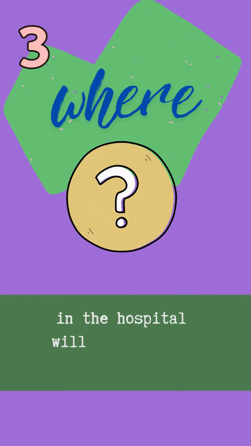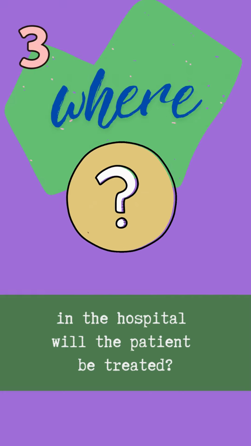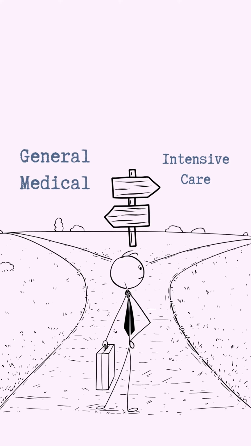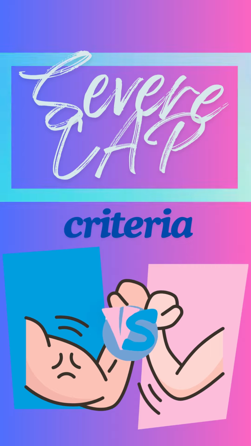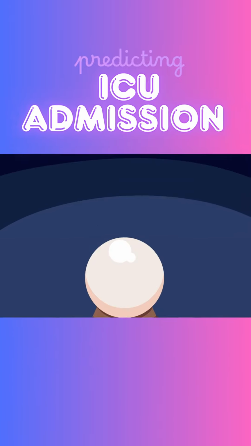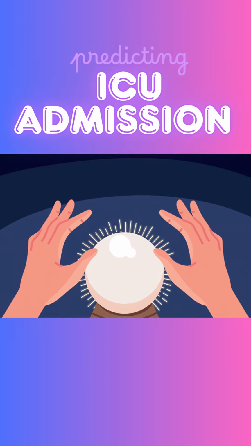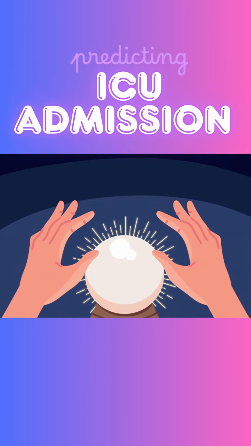Which brings us to our final where. Where in the hospital will the patient be treated? Is the patient stable enough for the medical floor, or does the patient need the additional support of the intensive care unit? To decide, we use the severe CAP criteria. The severe CAP criteria is a diagnostic tool used to predict the probability of ICU admission.